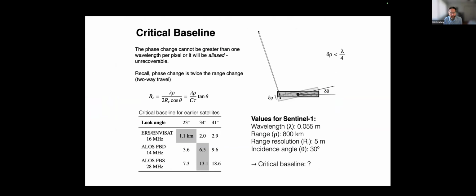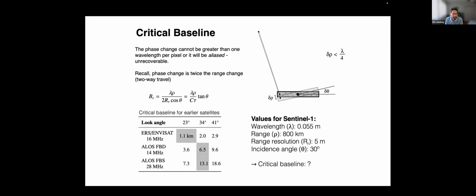So if we think about the phase change across the image due to that curvature or the topography, if the baseline is so large that the phase change per pixel is greater than like one wavelength of the satellite, then it'll be aliased, and we won't be able to recover that. So we can actually calculate what that turns out to be.